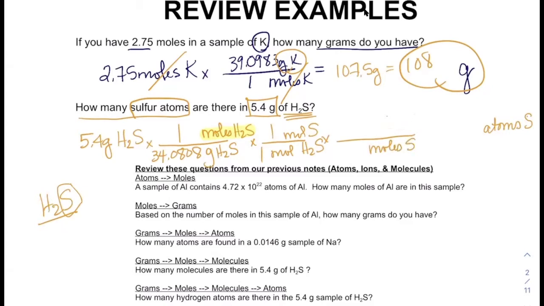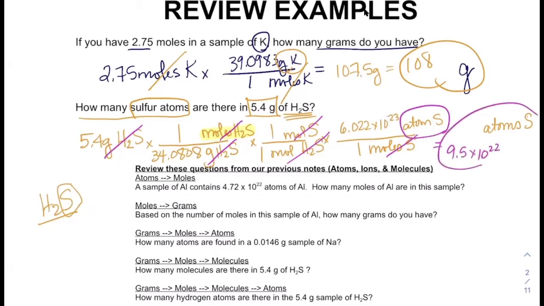What do I have as a conversion factor that goes from moles of sulfur to atoms of sulfur? And if you're thinking Avogadro's number, you're absolutely right. So I'm going to put 6.022 times 10 to the 23rd atoms of sulfur in every 1 mole of sulfur. And so now grams of H2S cancels, moles of H2S cancels, moles of sulfur cancels, and we are left with atoms of sulfur. And if we do that math out, we get 9.5 times 10 to the 22nd atoms of sulfur, and that's my final answer.